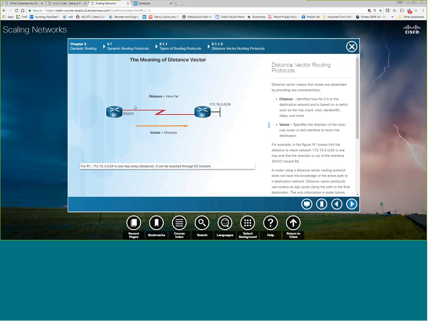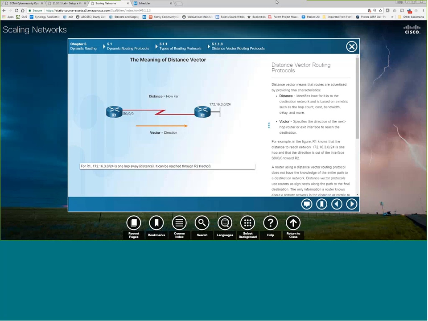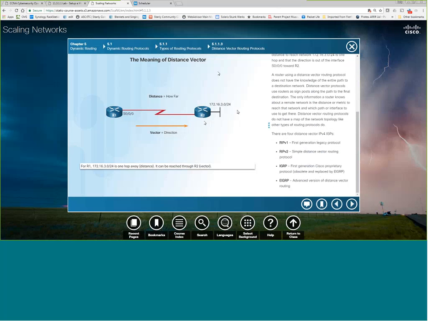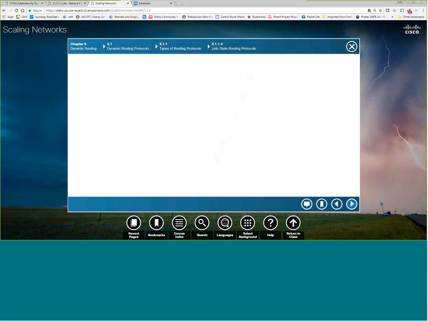And one of the reasons why EIGRP is weird is that EIGRP does keep a topology table, which is a link state feature that was integrated into EIGRP. But it still uses distance and vector to figure out how to get to a particular network. That's why RIP v1 and RIP v2 are both distance vector routing protocols. IGRP is also; there's no RIP v3, sorry. And then EIGRP is just an advanced distance vector routing protocol that borrows some link state traits.